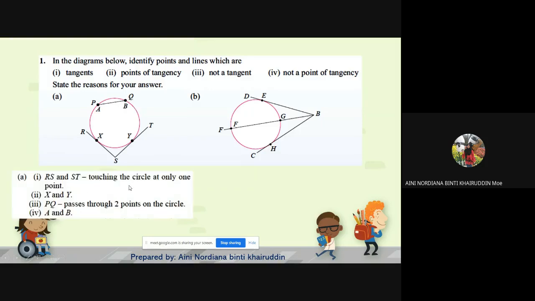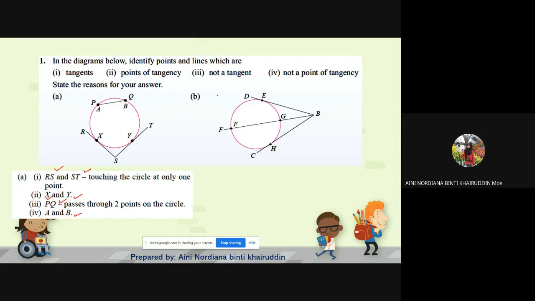So, your answer, no need to write touching the circle at one point. Semua tu tak perlu. You just write the answer. For number 1, RS and ST tangent, point of tangency, X and Y, not a tangent. Oh, sorry, just now I said AB. It's actually PQ, line PQ. A and B is the point which is not a point of tangency.